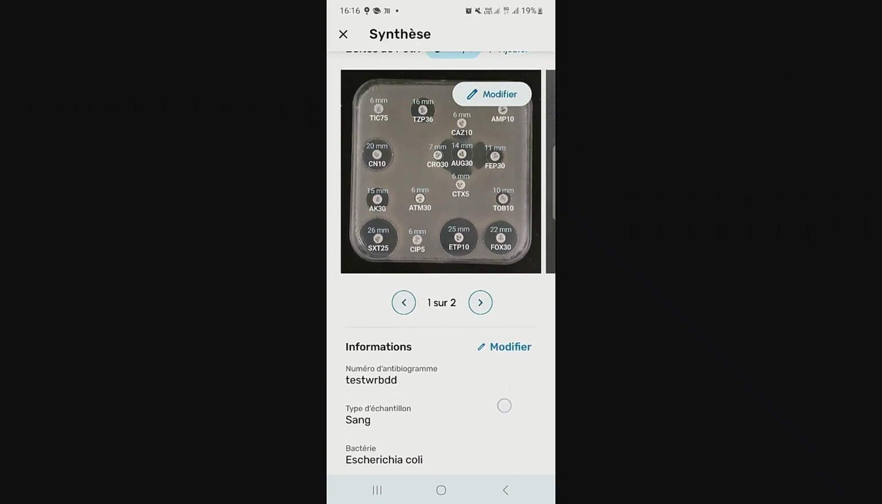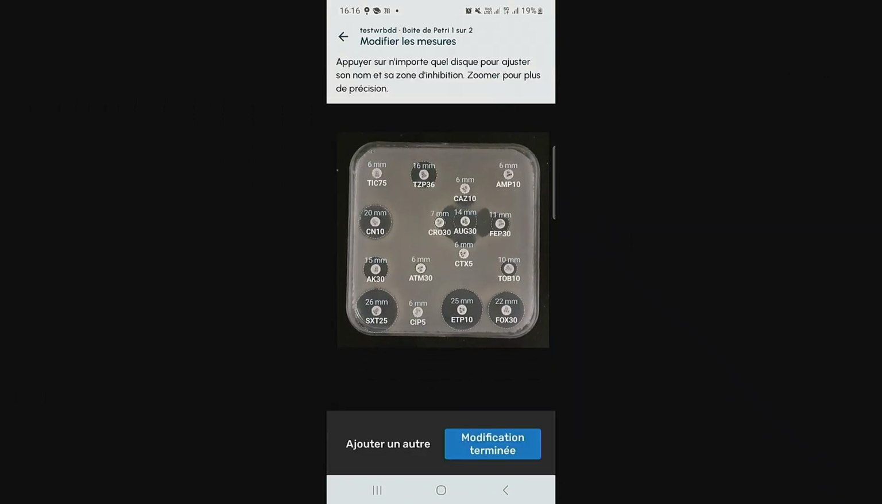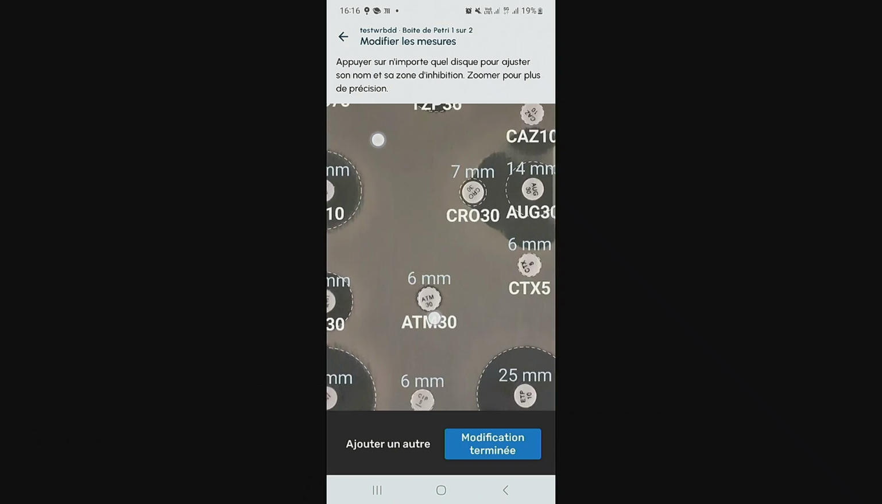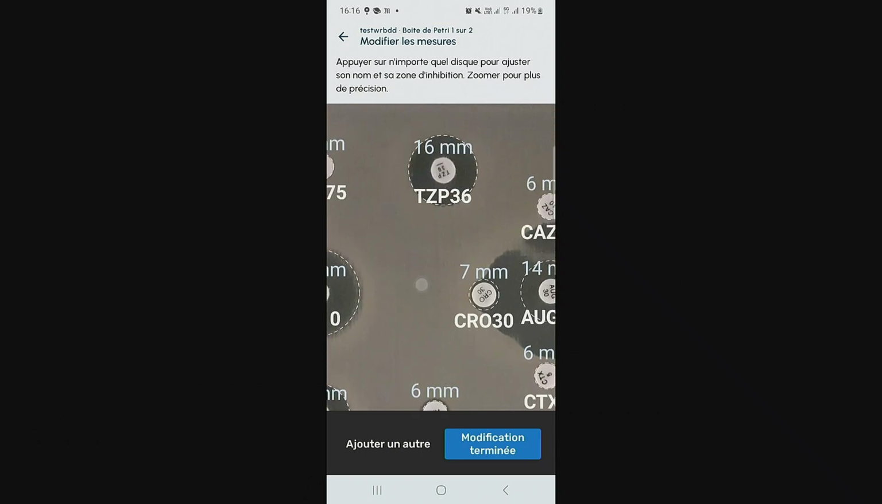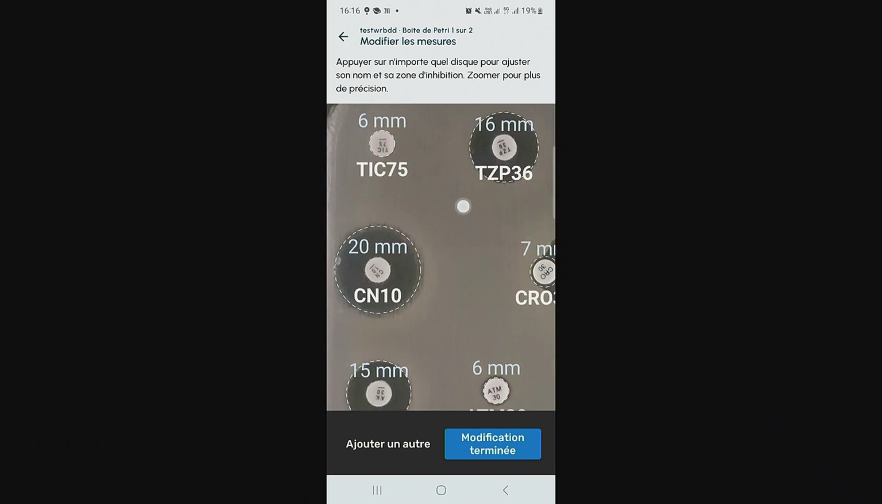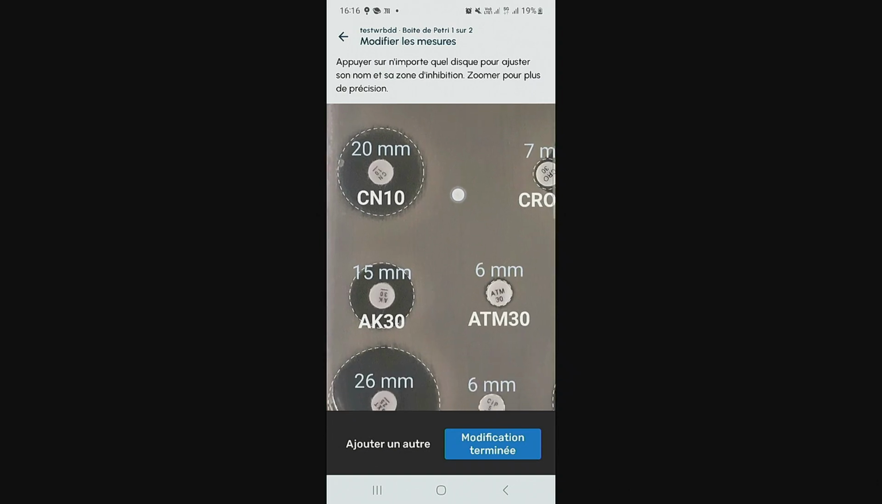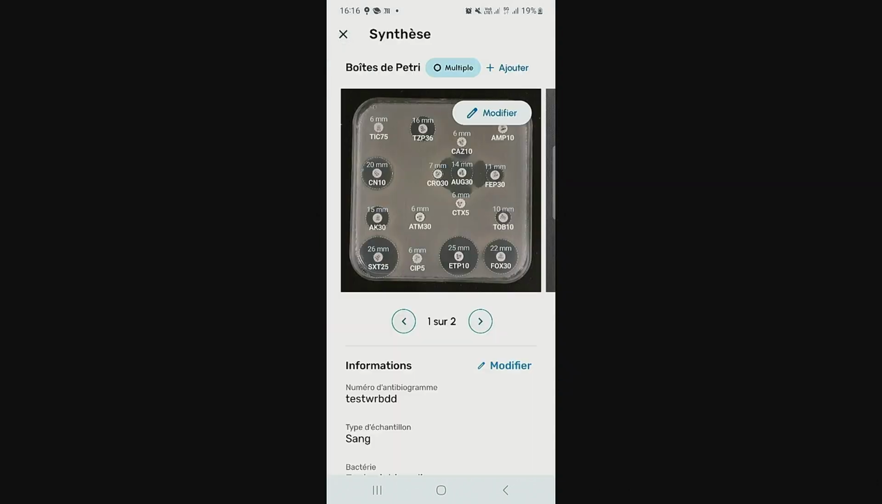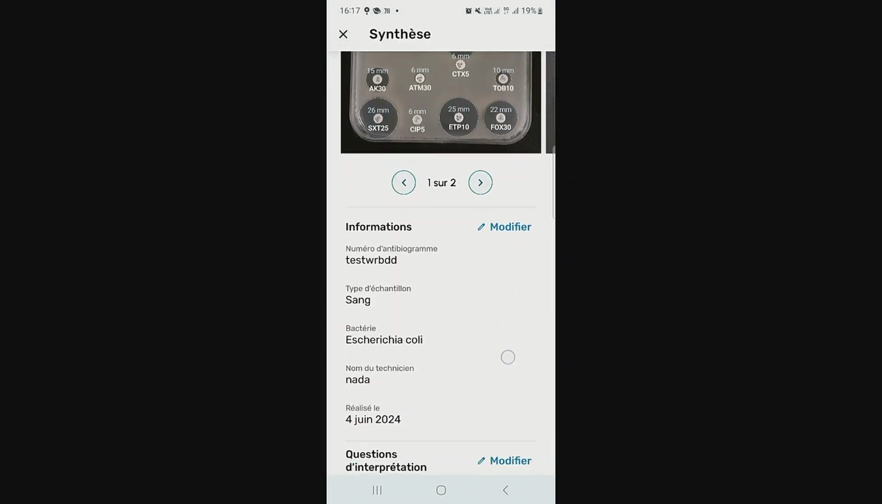In the summary, you can review all your results. You can still modify them. For example, if you made a mistake or you forgot an antibiotic or you are not okay with the measurement that you did, you can still change it at this stage. And then you can proceed to results.